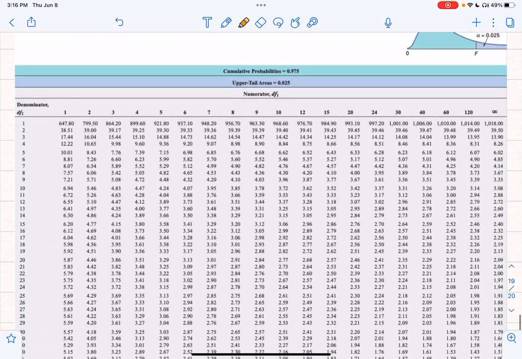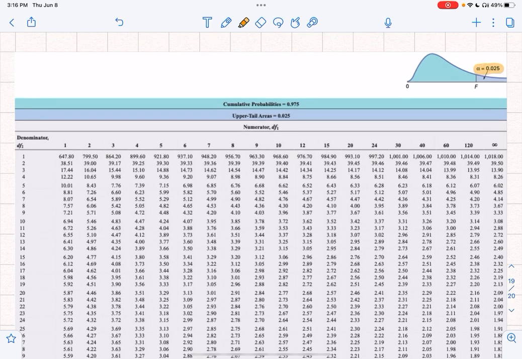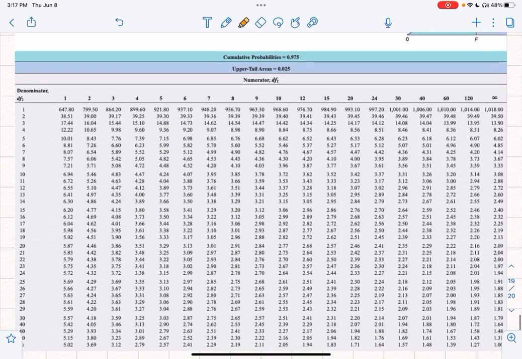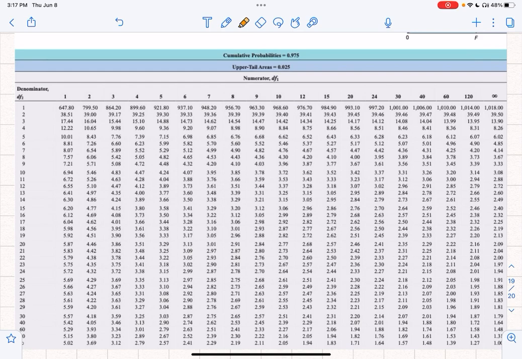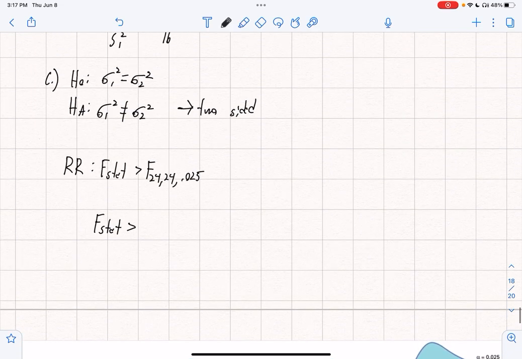Notice that we have 0.025. There are actually multiple F tables depending on what you want this alpha to be. So 0.025. We're going to go down to 24, go across, and then 24. We get 2.27. So this is 2.27.